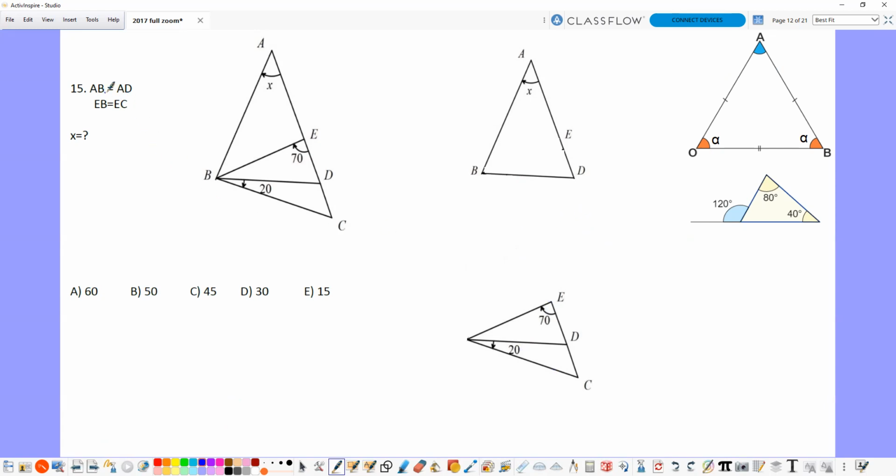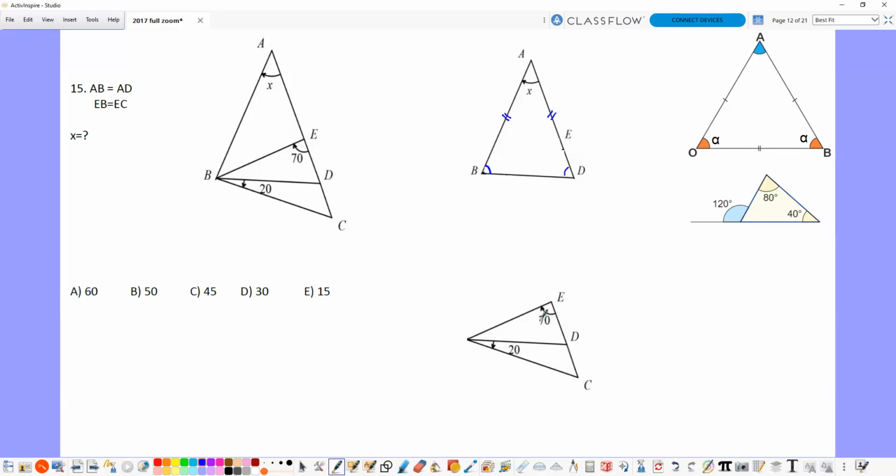Two triangles here, AB is equal to AD, which means ABD triangle is an isosceles triangle, which means these two sides, if they are equal to each other, these angles should be equal to each other also. This is the first part. So here, this angle and this one, they are equal to each other.